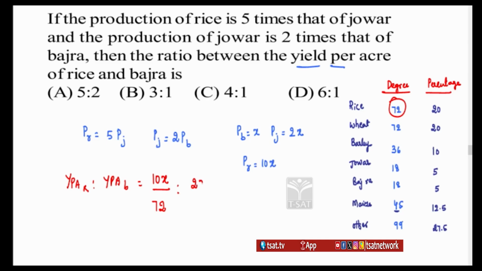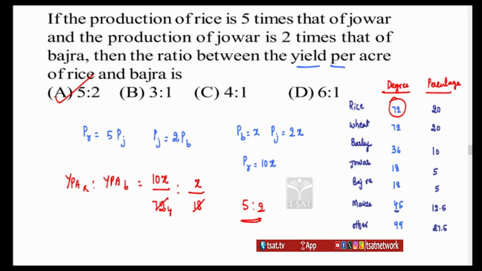So production of bajra is x we assumed, let it be x. What is the land used for bajra? Bajra is 18 degrees, cancel 18 4s. So you got x cancel 10:4, which is, if you simplify it, it is 5:2. So the final answer is 5:2.